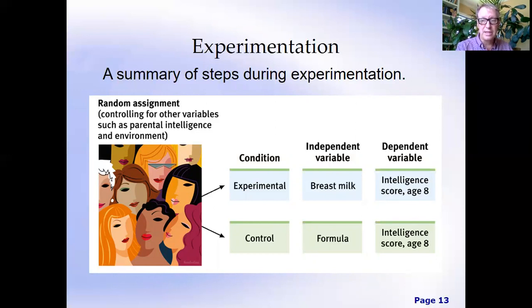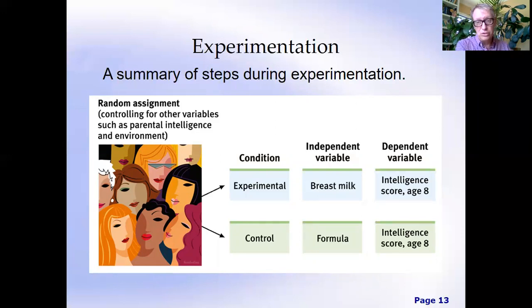And that's what they did. They measured these kids' intelligence scores at the age of 8 after they'd either been given breast milk as they were growing up or they'd been given formula. What they found was it actually did. Breast milk seems to do something to the developing infant's brain. And we know that was the only factor that was different between these two groups. And the kids that were given breast milk performed better.